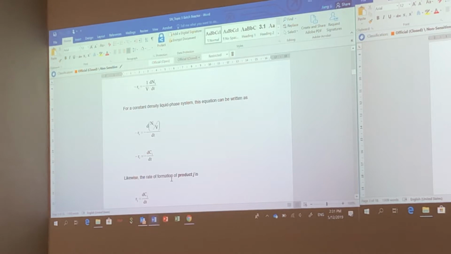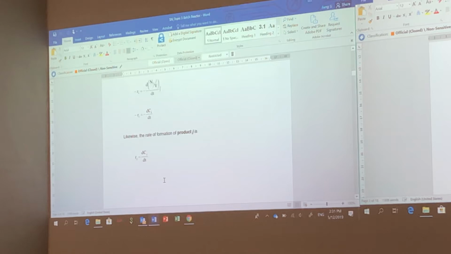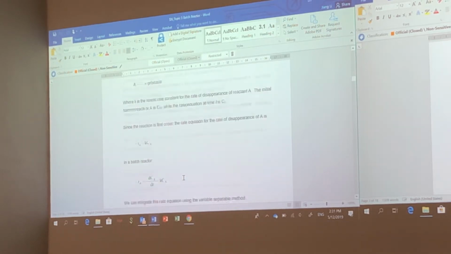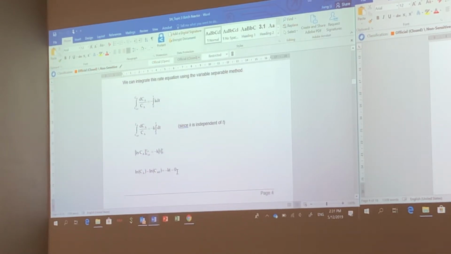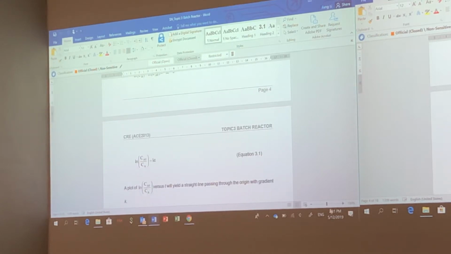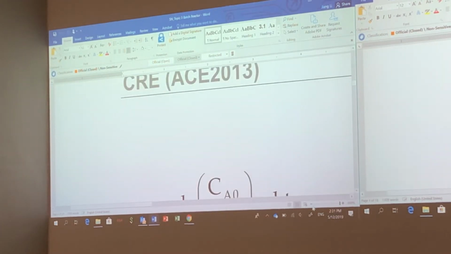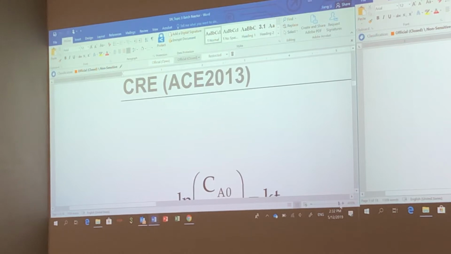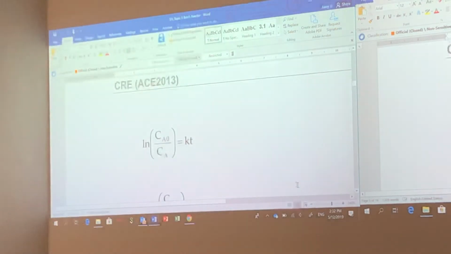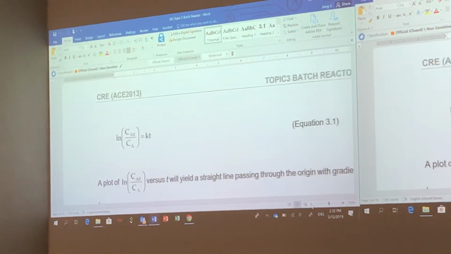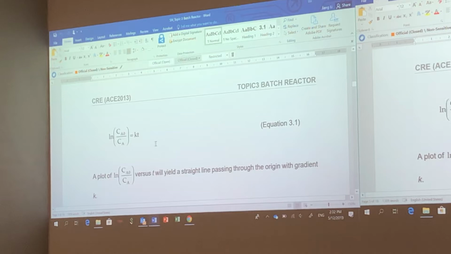Second equation you have to know will be the order of the reaction, based on the order. So then you have a first order, how to derive. For first order, this is the final. So this is the first order, okay?